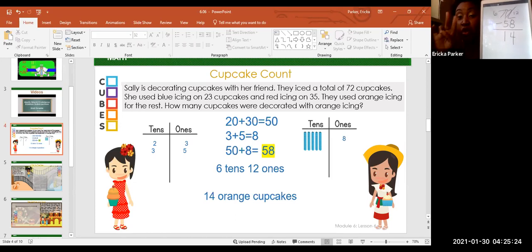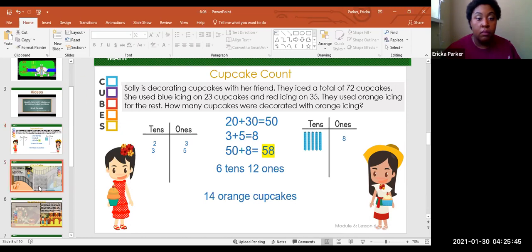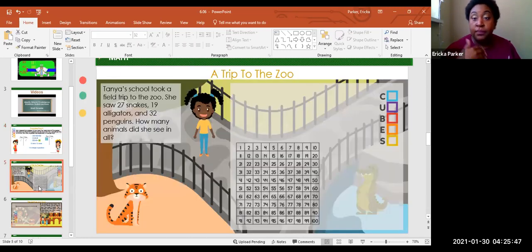So I just went through 2 methods to solve this problem. It is up to you how you decide to go through answering the question. Whichever way you choose to go through, your answer should have been 14. Okay.